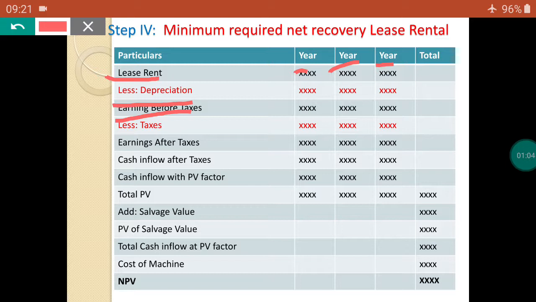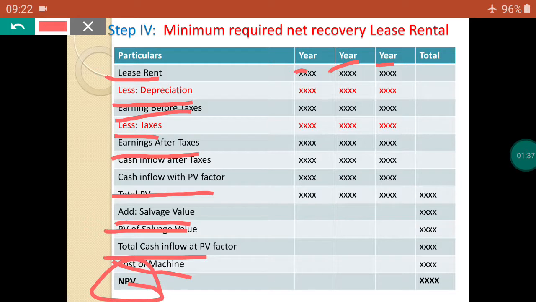After that, they provide the tax rate: 30%, 35%, 25%, like that. Earnings before taxes minus taxes, you get earnings after taxes. After that, we get cash inflows after taxes, cash inflows with PV factor, total PV. After that, add salvage, then PV of salvage value. Then total cash inflow at PV factor minus cost of machine, and you get the NPV.